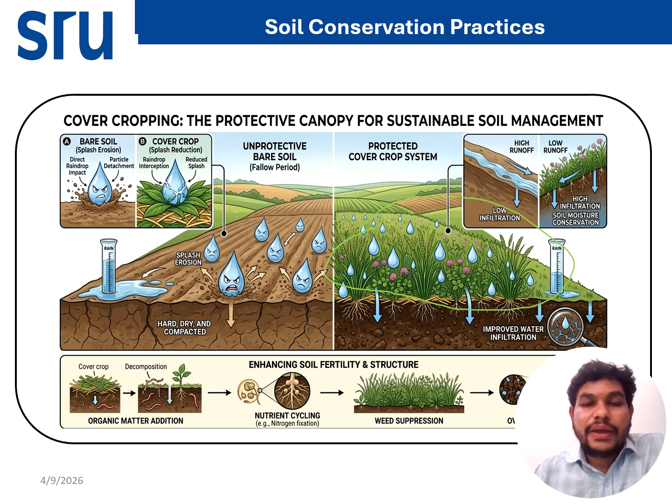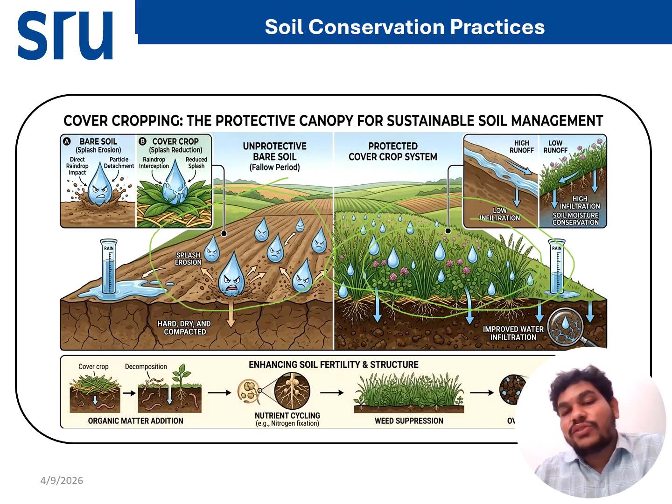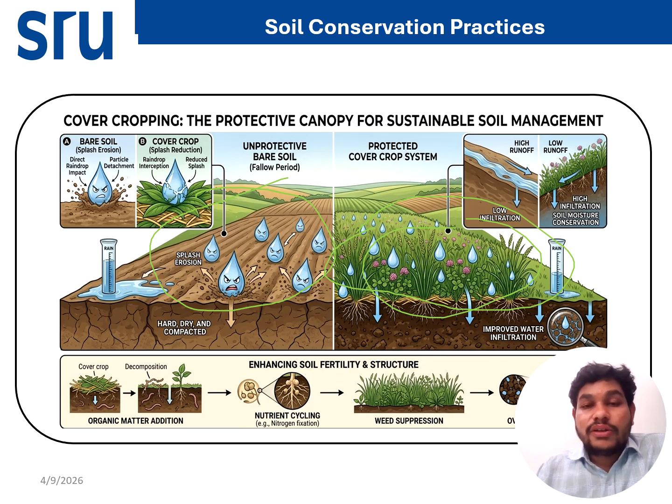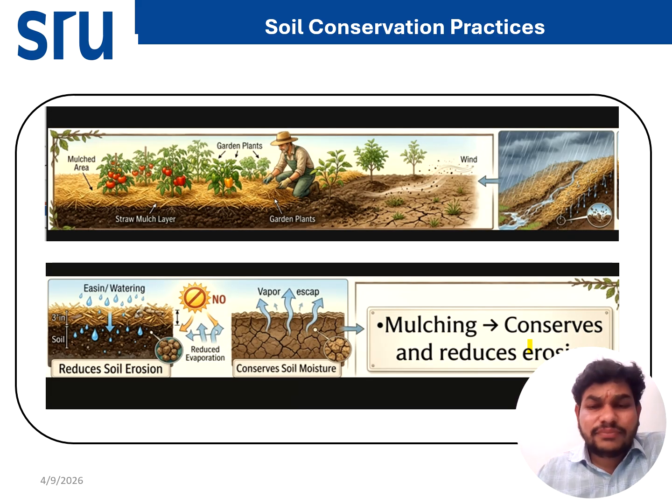If bare land or unprotected land is there, sheet erosion will occur. And where the protected land is there, no sheet erosion will occur. So this cover crop will protect the soil from coming into direct contact with the rainfall. So this will help like this.